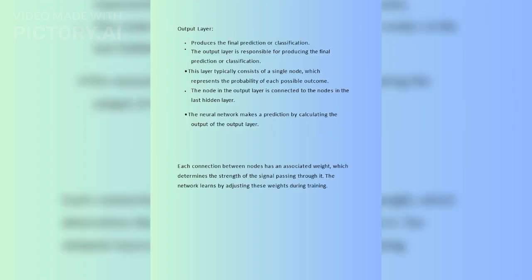The output layer produces the final prediction or classification. It typically consists of a single node representing the probability of each possible outcome. The neural network makes a prediction by calculating the output of this layer.